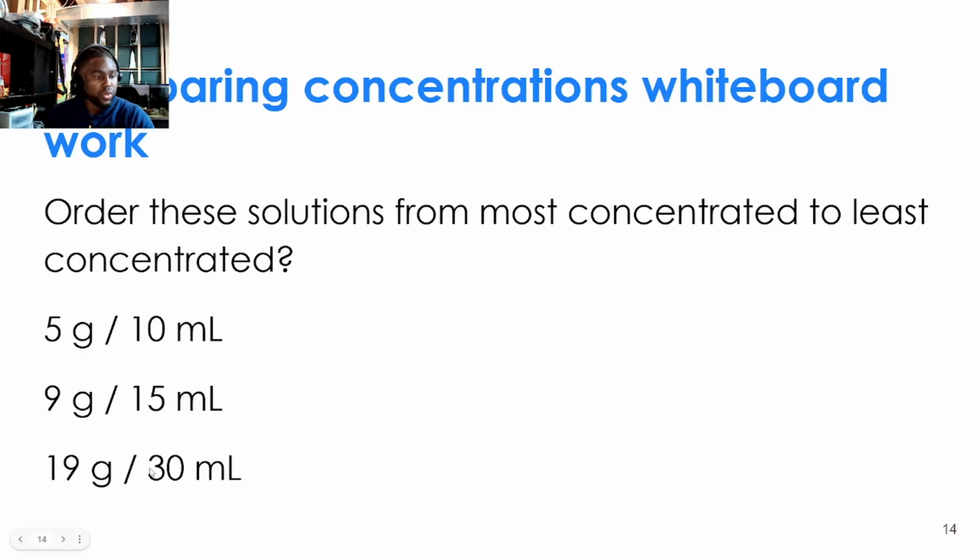Here we have a denominator of 30 as the largest denominator. So I'd multiply the top one by a factor of 3. The second one I would multiply by a factor of 2. The third one I'd leave the same.